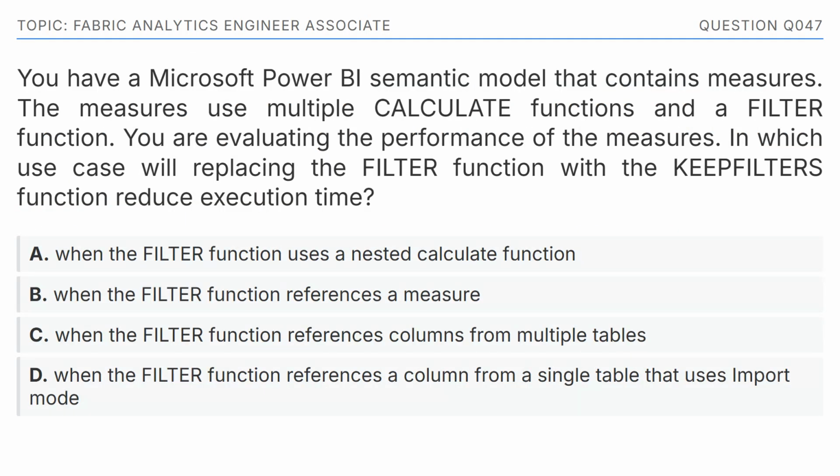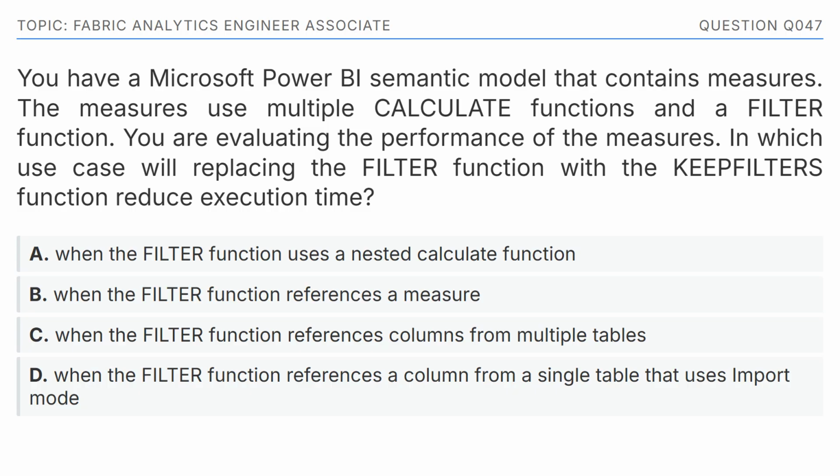You have a Microsoft Power BI semantic model that contains measures. The measures use multiple calculate functions and a filter function. You are evaluating the performance of the measures. In which use case will replacing the filter function with the keep filters function reduce execution time?